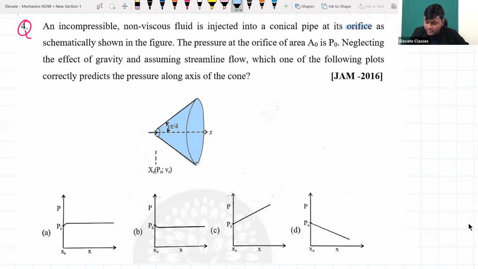Injected into a conical pipe at its orifice as shown in the figure, the pressure at the orifice of area A0 is P0. Okay, so area is A0, pressure is P0. Neglecting the effect of gravity and assuming streamline flow, which of the following plots correctly predicts the pressure along the axis? Which graph correctly denotes the change of pressure along the axis? It's a question from JAM 2016. Try it once.